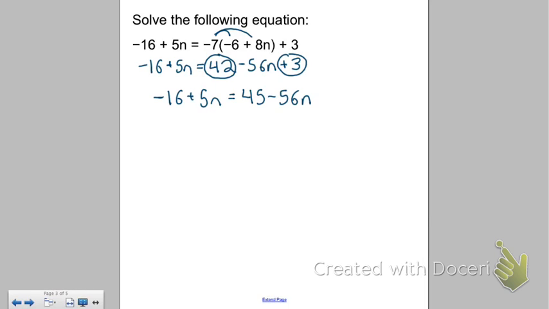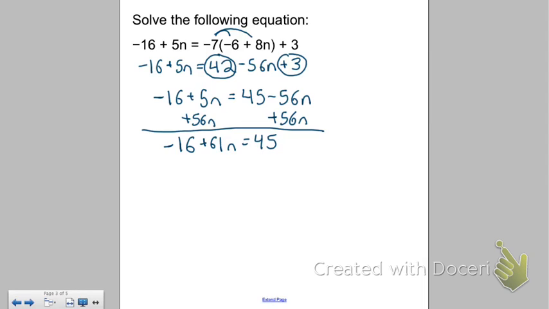The next question I ask myself is, what side are the variables on? The variables are on both sides. I decide I'm going to move my variables to the left-hand side. So I can add 56n, add 56n. That gives me negative 16 comes down. 5n plus 56n gives me a 61n equals 45.